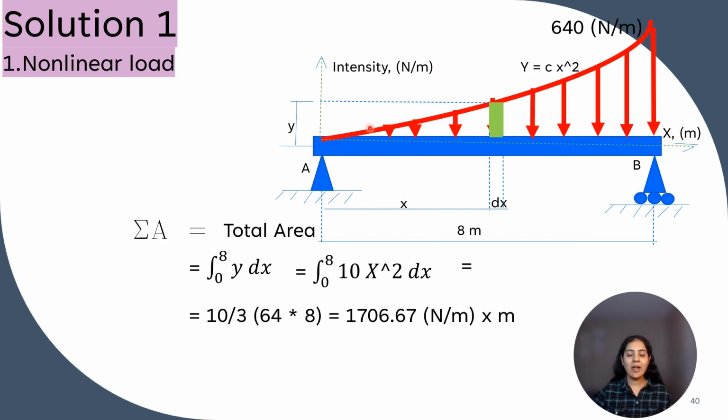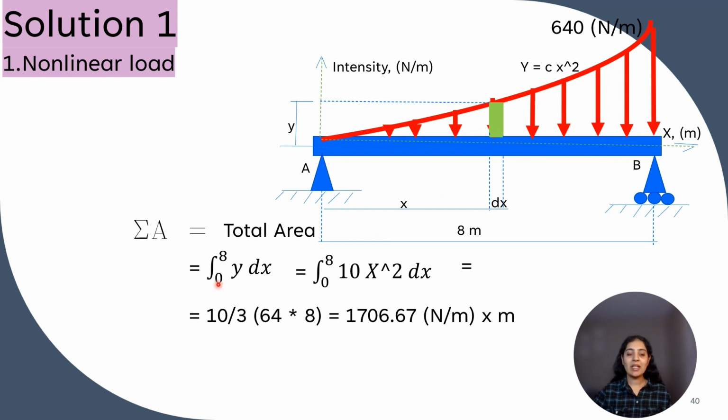Now we will find out the area under the curve. As we know, the limits are 0 to 8. By integration, we can find out the area under this curve. We have the equation of this curve and we have the limits, so we can find out the area.